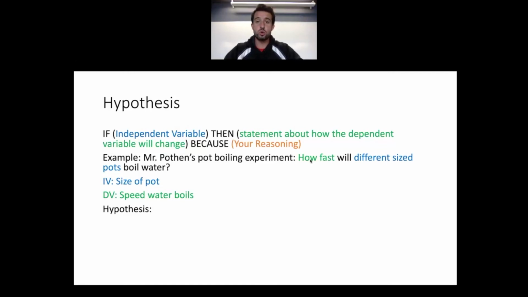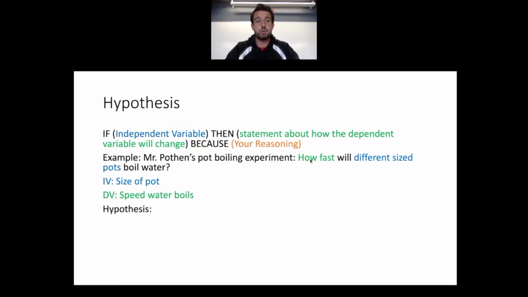And now it's your time to make a hypothesis. So if independent variable, size of the pots, then dependent variable, what's going to happen? Do you think it's going to boil faster or slower based on the size of the pot? And then a because. And that's where you get to say why you think something will happen. It doesn't have to be correct. It just has to be your own information.